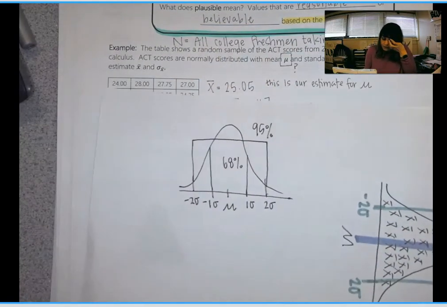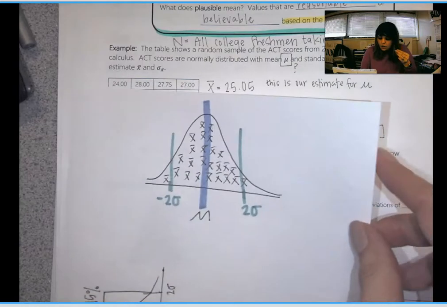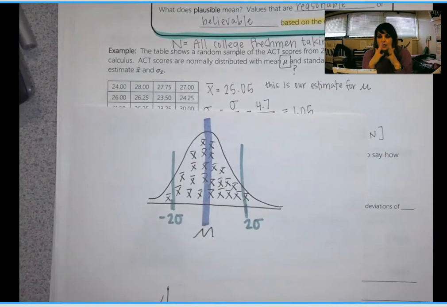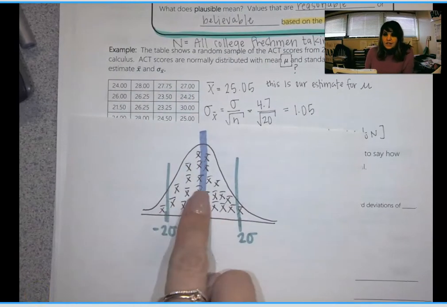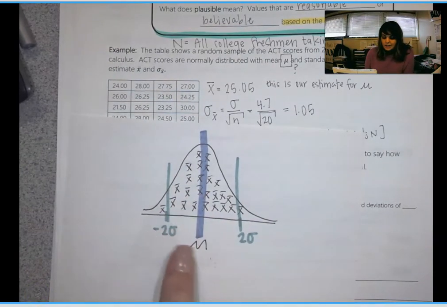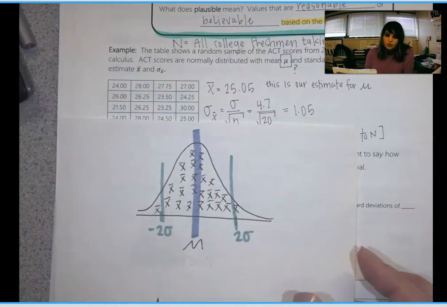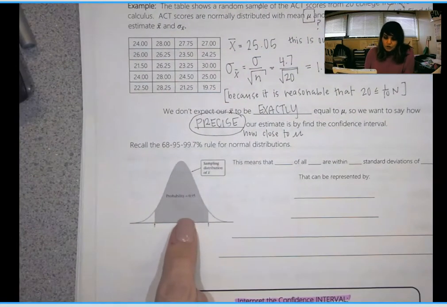So based off of this idea that we learned a while ago, we know that 95% of the samples that exist of size 20 will be within 2 standard deviations of the true value. So this idea that we know that 95% of our samples are within 2 standard deviations of the true value is reflected in this picture.